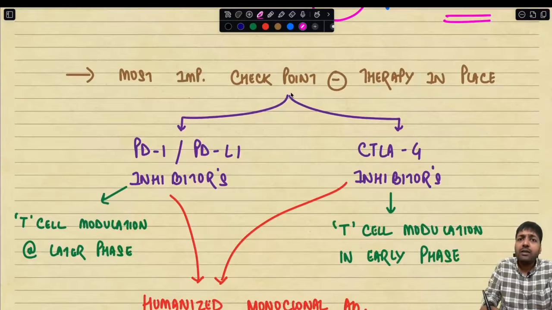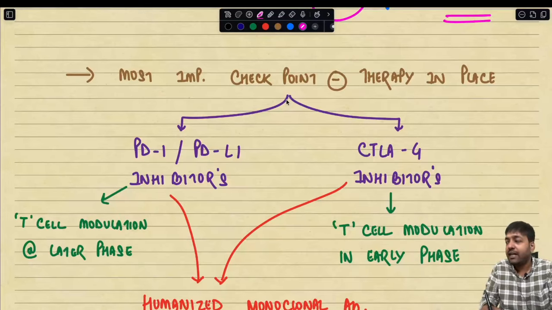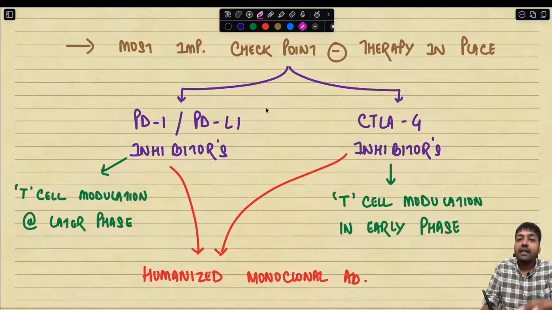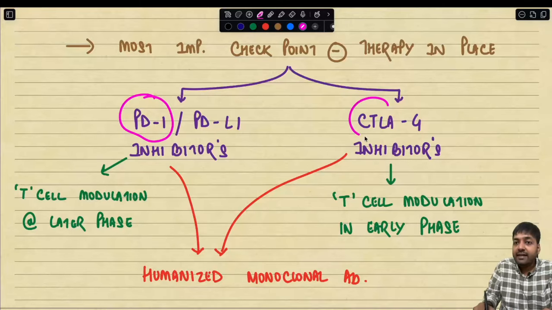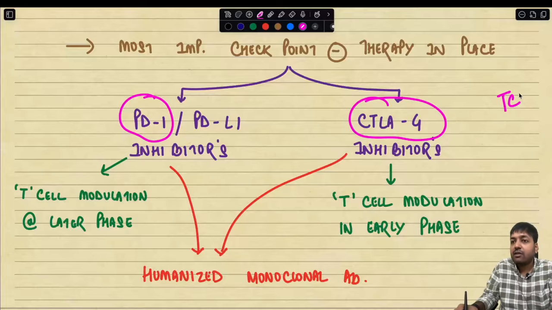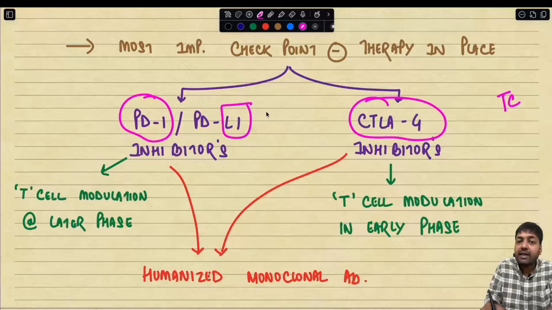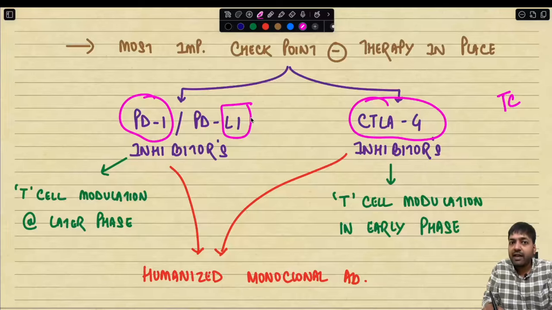Now, for the most important checkpoint inhibitor therapy in place right now, there are two categories. One is the PD1, PD-L1 inhibitor. Remember one thing: PD1 and CTLA4 are expressed on the surface of the T cell, whereas PD-L1 is expressed on the surface of the neoplastic cancer cell. I will show you with the help of a diagram, don't worry.